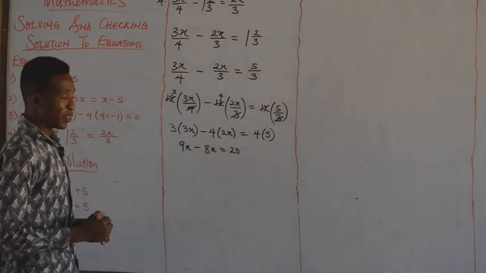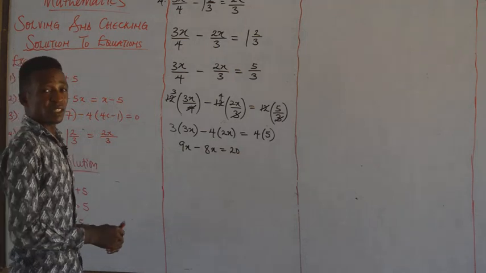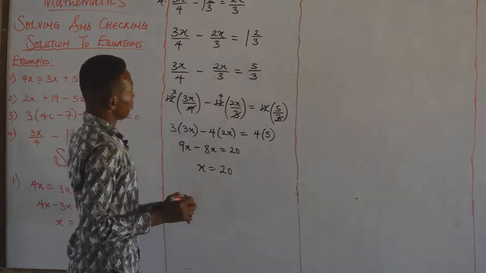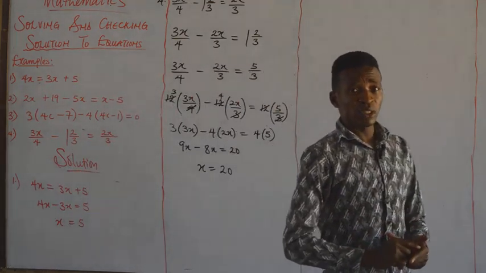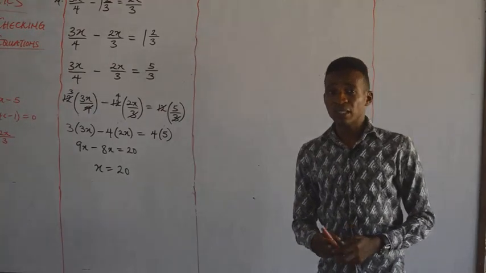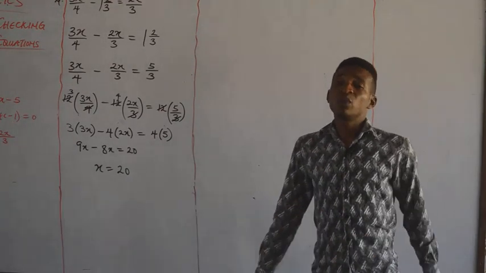Oh, this one is even direct. 9x minus 8x gives us x equals 20. So that means we don't have much work to do for that one. The next thing we need to do now is to start checking. To check, as usual, the same way we started, and that's one simple thing with maths.